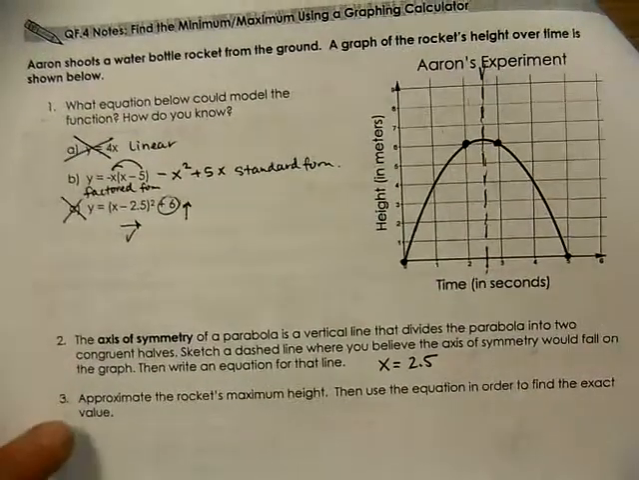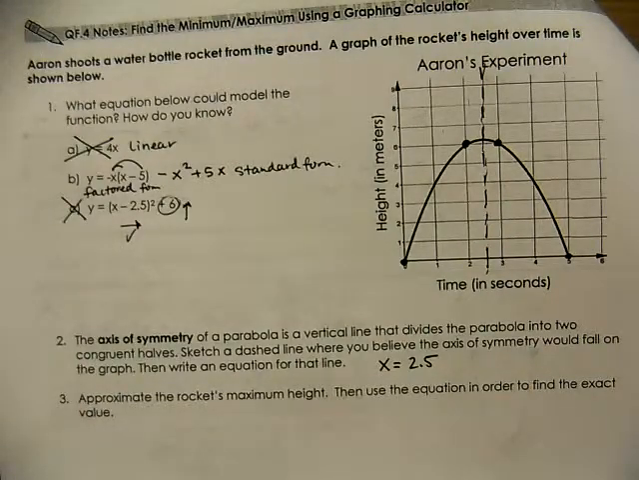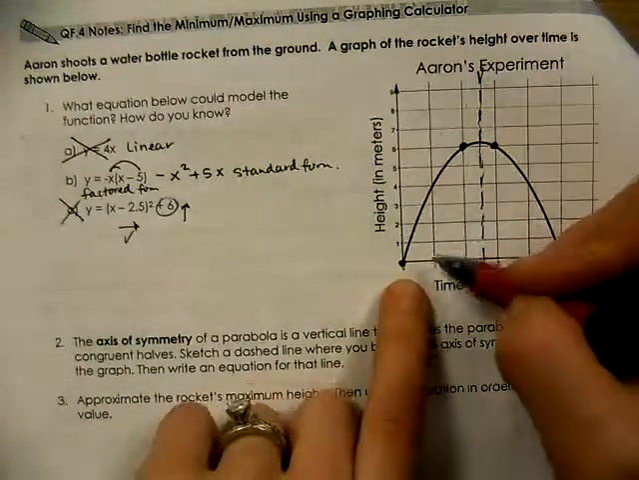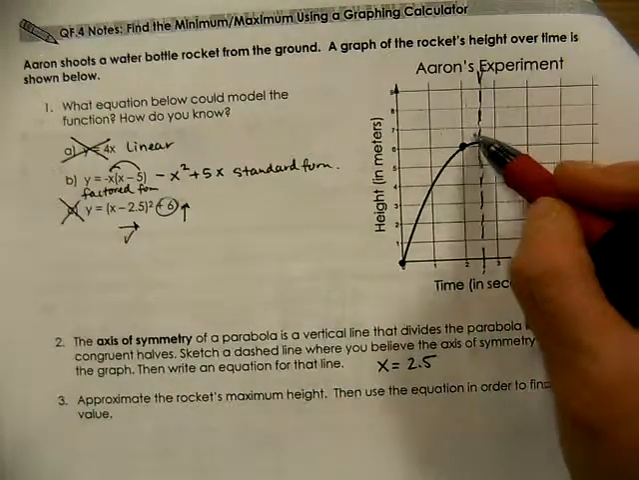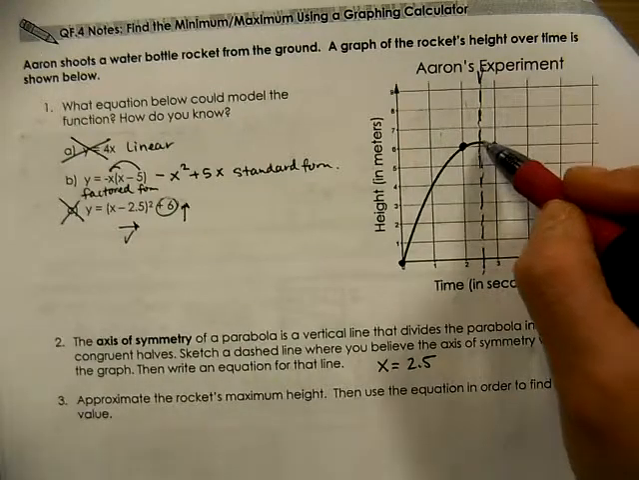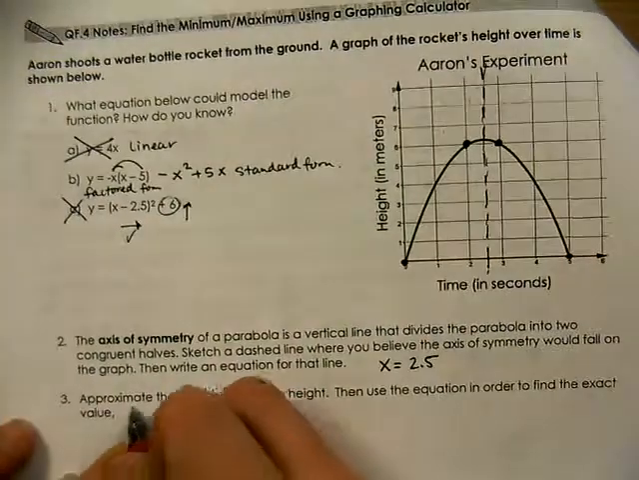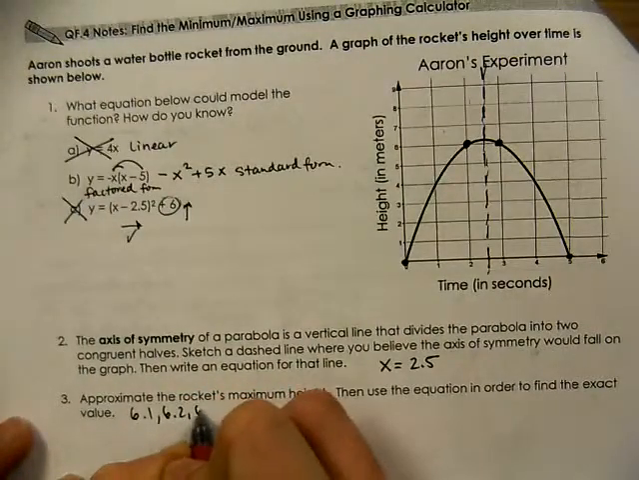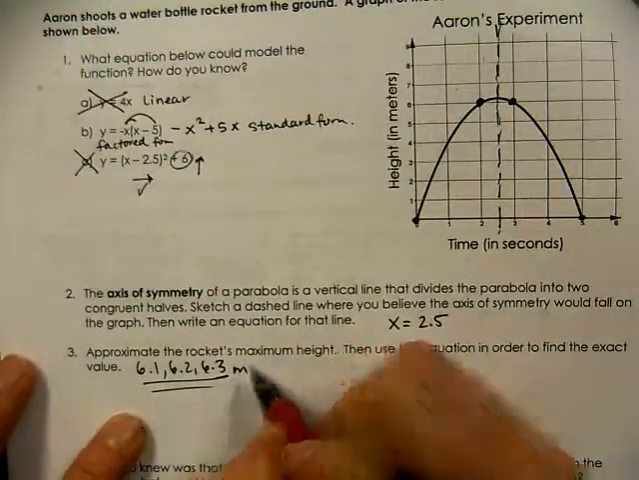So then the challenge becomes number 3, approximate the rocket's maximum height, then use the equation in order to find the exact value. Well, when you look at this, I know that it's above 6. It's definitely not to 7. I wouldn't even say it's in the middle. So I would say it's about 6.1, 6.2, 6.3, something like that. So that would be my approximate. I'm guessing somewhere 6.1, 6.2, or 6.3 meters above the ground.